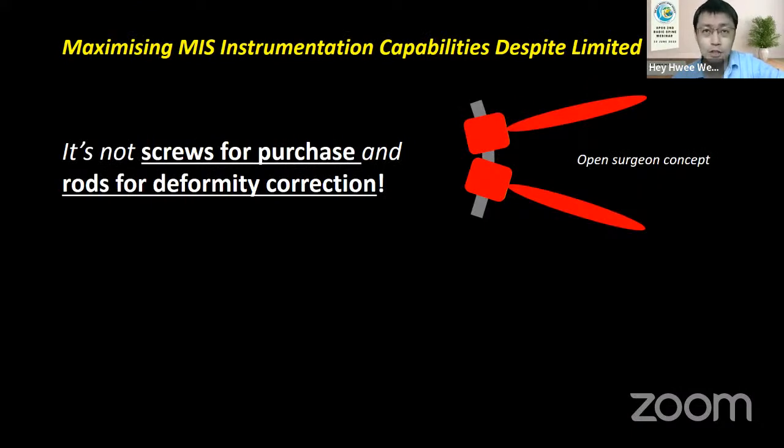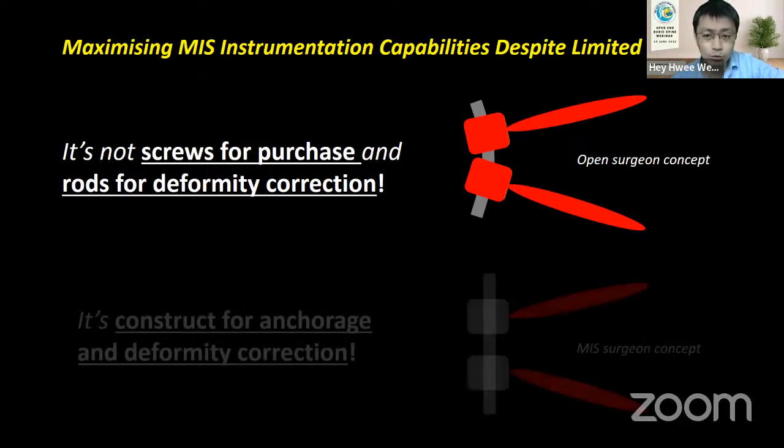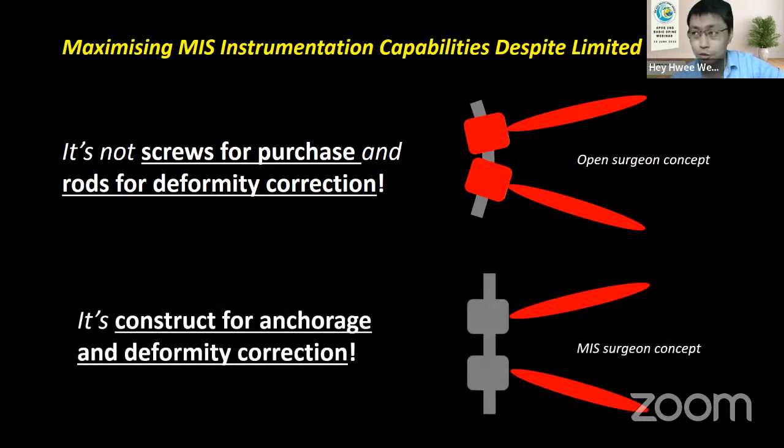Do pay attention that in MIS, you don't have the luxury of a full exposure, so reduction may be difficult. It is important for you to get adequate facet joint resection on both sides if you think that reduction is important, and do use the strength of polyaxial screws to be able to engage your rods, still with the ability to monoaxialize the screw, correcting the deformity with an almost straight rod.